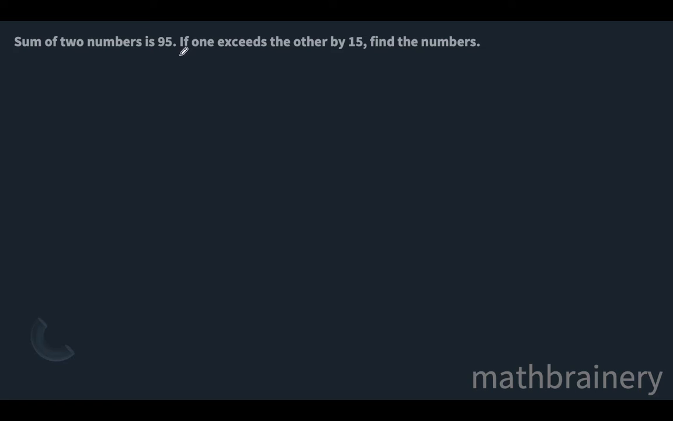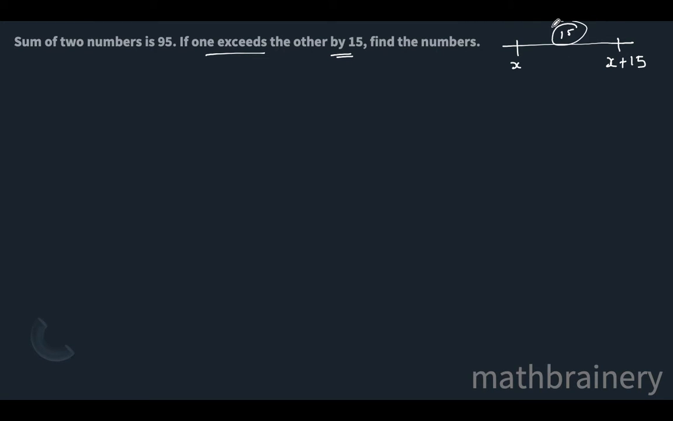Sum of two numbers is 95. If one exceeds the other by 15, find the numbers. What do you mean by this statement, one exceeds the other by 15? Let's say I have a number line. I have two numbers on this. If one number is x, the other number must be x plus 15, isn't it? Exceeds the other by 15 means one number is 15 more than the other number.